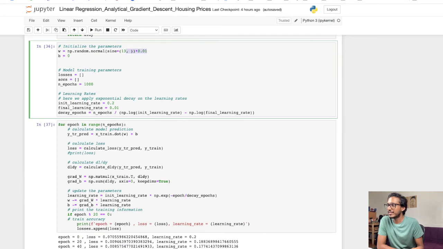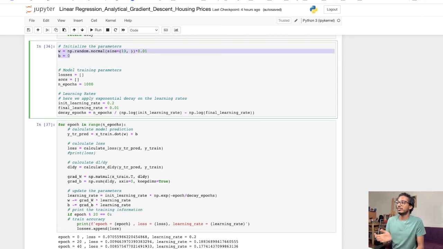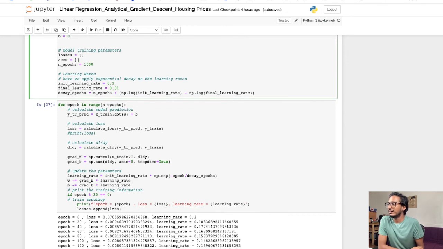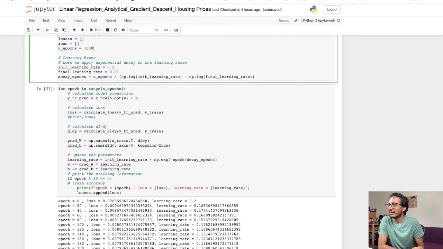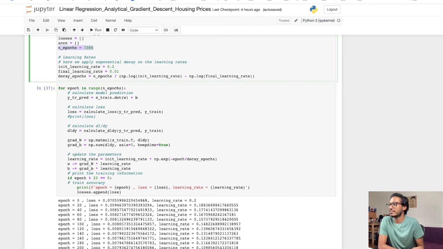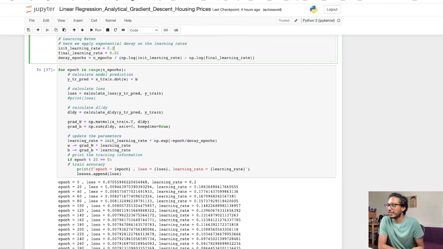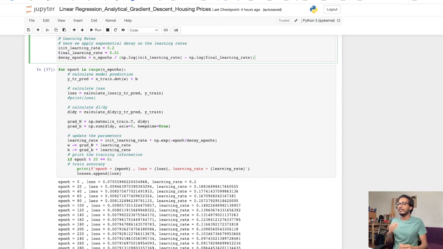And then we initialize the parameters, so just random numbers for w and 0 for the bias. And then this is to just store the losses and the accuracies, and we are running this for 1000 epochs. We consider our initial learning rate to be 0.2 and our final learning rate to be 0.01, and we introduce a decay into the learning rate. So each epoch our learning rate will decay as it goes.